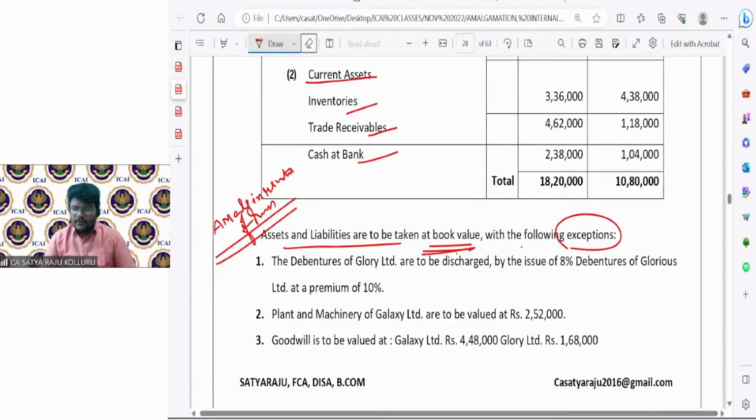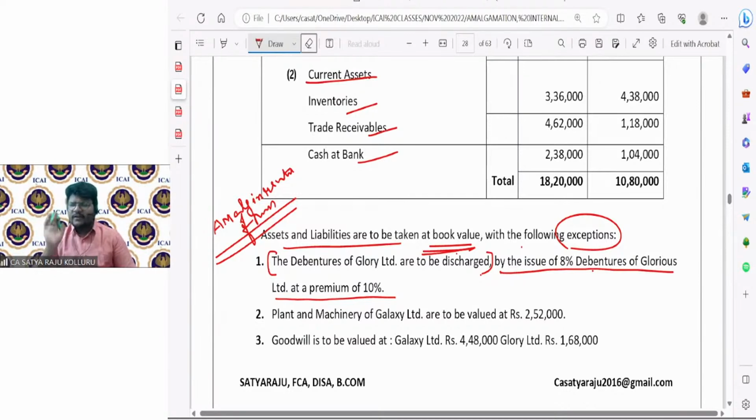The debentures of Glory Limited are to be discharged by the issue of 8% debentures of Glorious Limited at a premium of 10%. If you check, there are 2 sentences. This is the first sentence. This is the second sentence. The debentures of Glory Limited are to be discharged by the issue of 8% debentures of Glorious Limited at a premium of 10%. Discharged at face value, issued with premium.